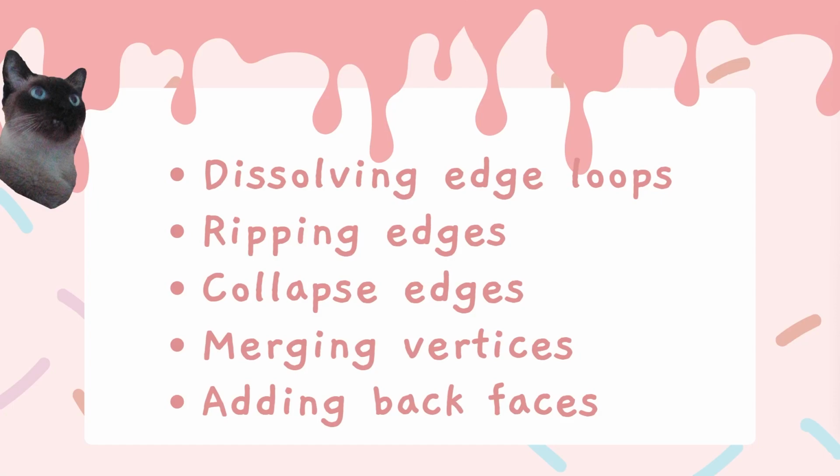So for this video, I would like to introduce the following concepts that I usually use in my asset creation that has something to do with edge loops. So we have dissolving the edge loops, ripping the edges, collapsing the edges, merging vertices, and really just deleting the faces and putting it back.